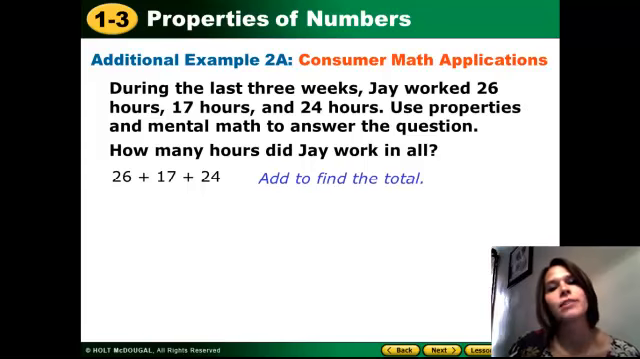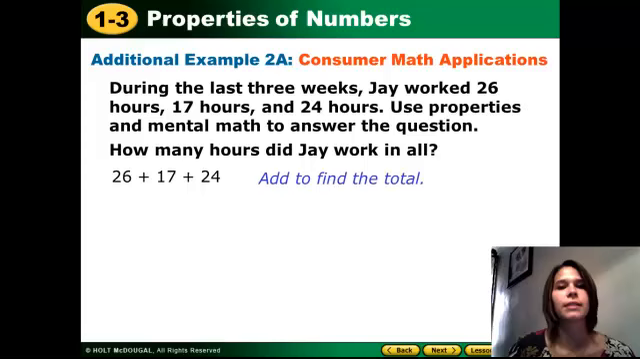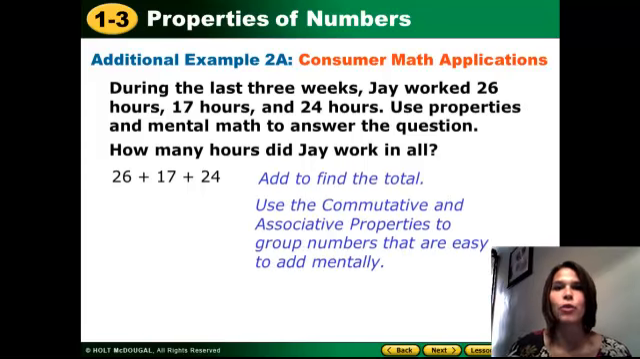To find the total, we need to add them together. So in the order they're listed is 26, 17, and 24. I'm looking for combinations of 10. 6 and 4 in the ones place of 26 and 24 is a total of 10. I'm going to put those together using the commutative property, and then lastly using the associative property, I'm going to add them first. 26 plus 24.